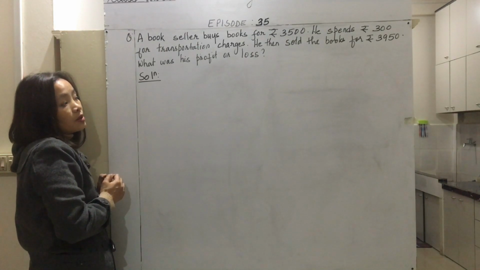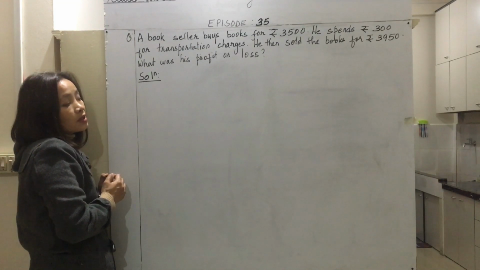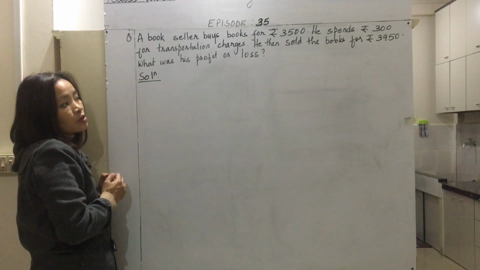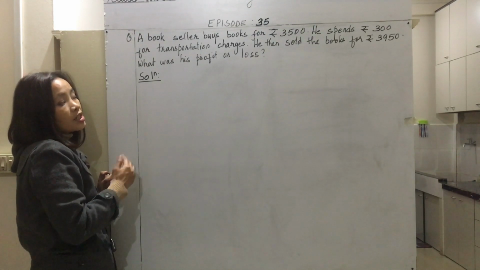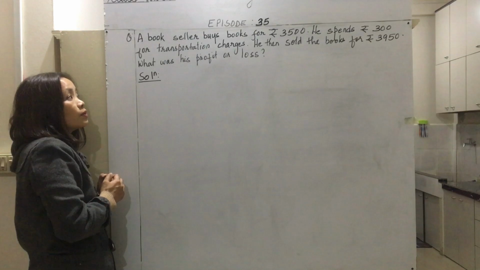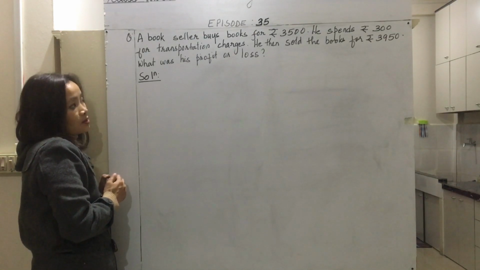He then sold the books for rupees 3,950. What was his profit or loss?